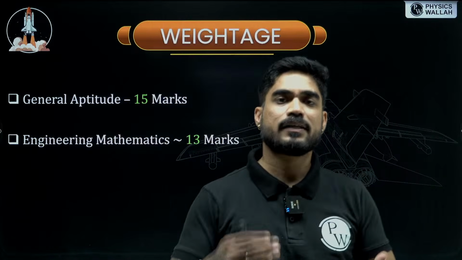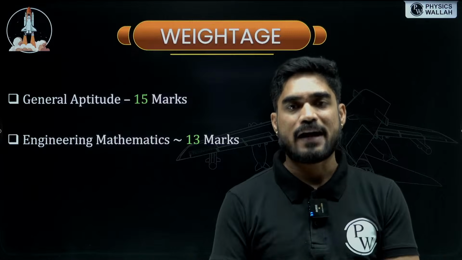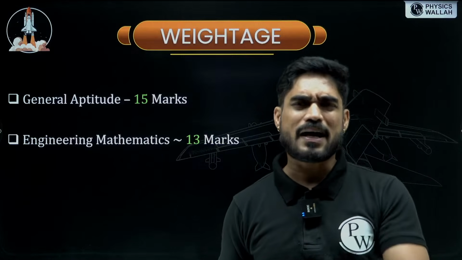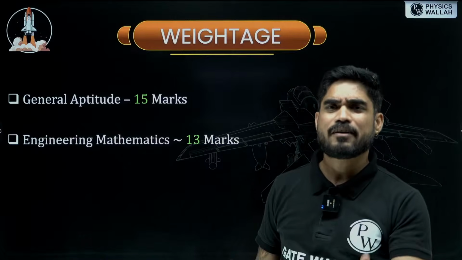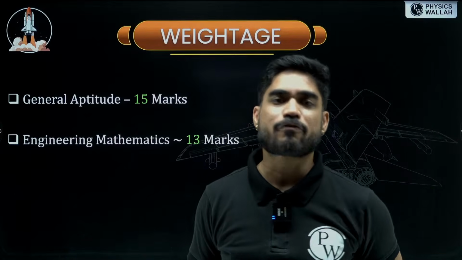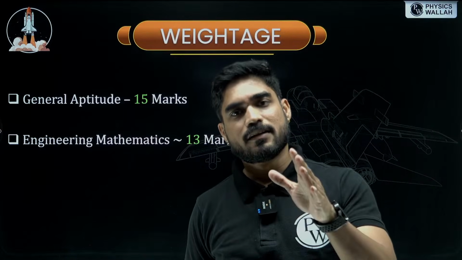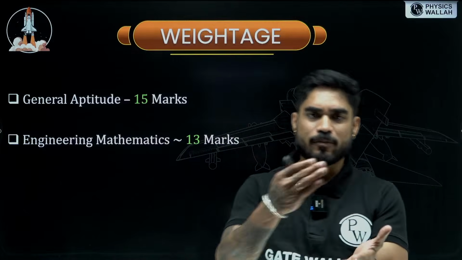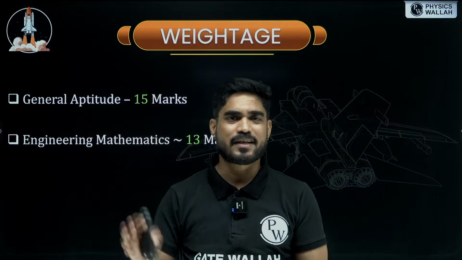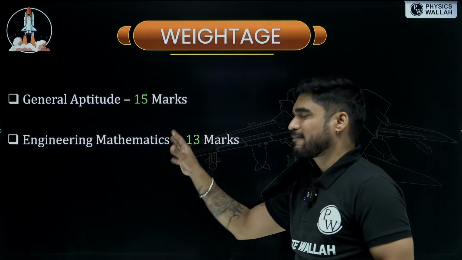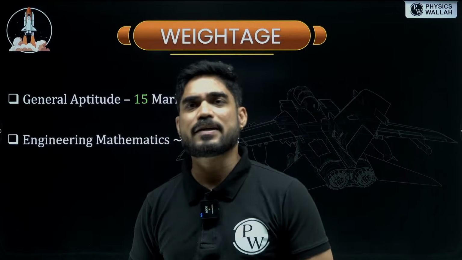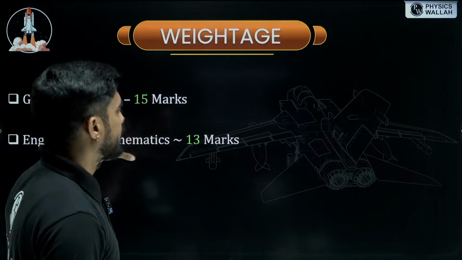For example, if you look at GATE 2025, there were 15-16 marks of questions from engineering mathematics. But in GATE 2024, there were only 9-10 marks of questions. So it tends to change every year from 9-10 marks to 15-16 marks. So on average, you can say that there will be around 13 marks of questions from engineering mathematics.